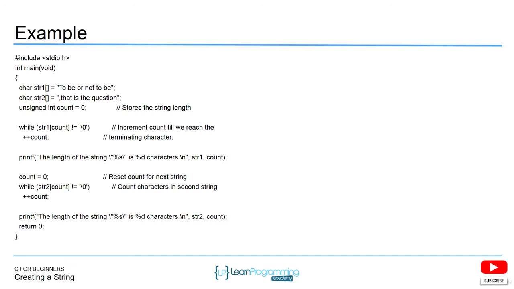We do it for both strings, and you're going to notice that basically both strings will have the correct length because we're just going through each one. To be or not to be is going to be something like 18 characters. I had to quickly count them. Sorry about that.